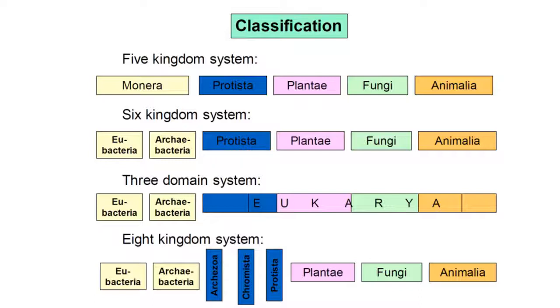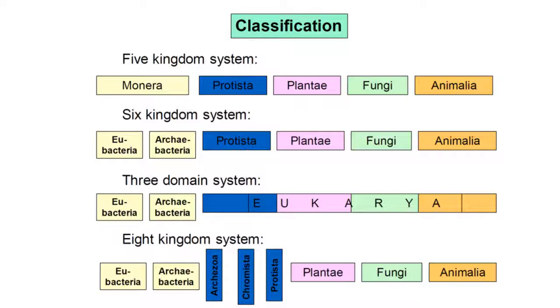There are different systems of classification of organisms. The 5 kingdom system consists of Monera, Protista, Plantae, fungi and animalia. The 6 kingdom system has eubacteria, archaebacteria, protista, plantae, fungi, animalia. In the 3 domain system, eubacteria, archaebacteria and eukaryota.